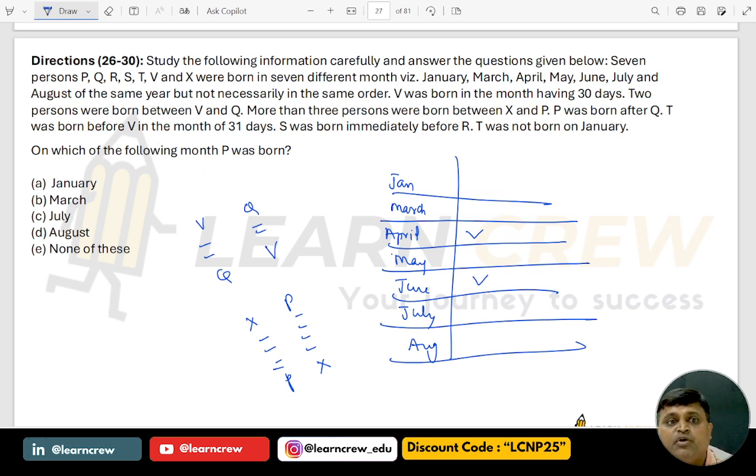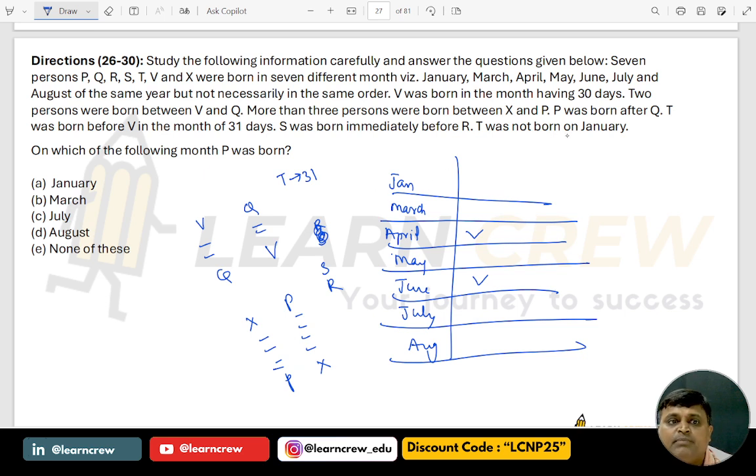T was born before V means T was born in the month of 31 days. S was born immediately after R, so S was born immediately before R. Immediately before R. So S and R should come like this.